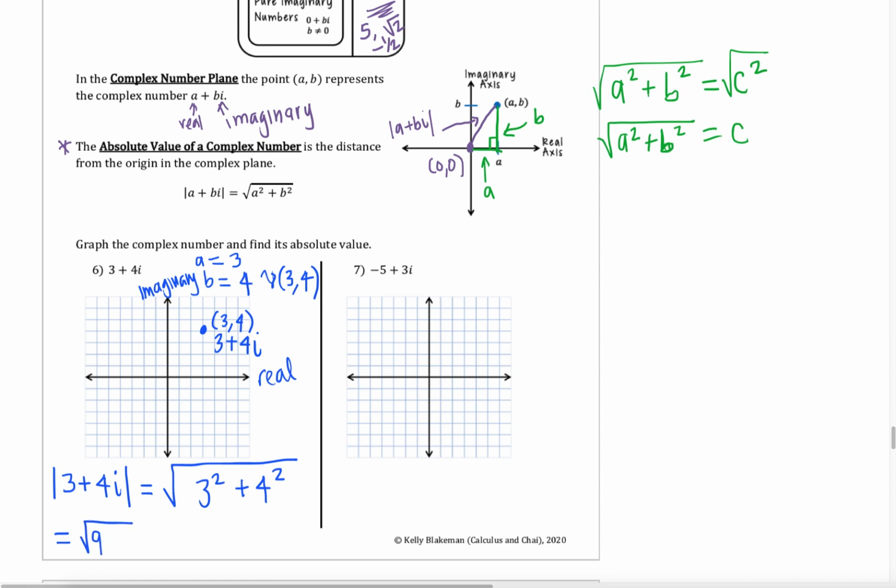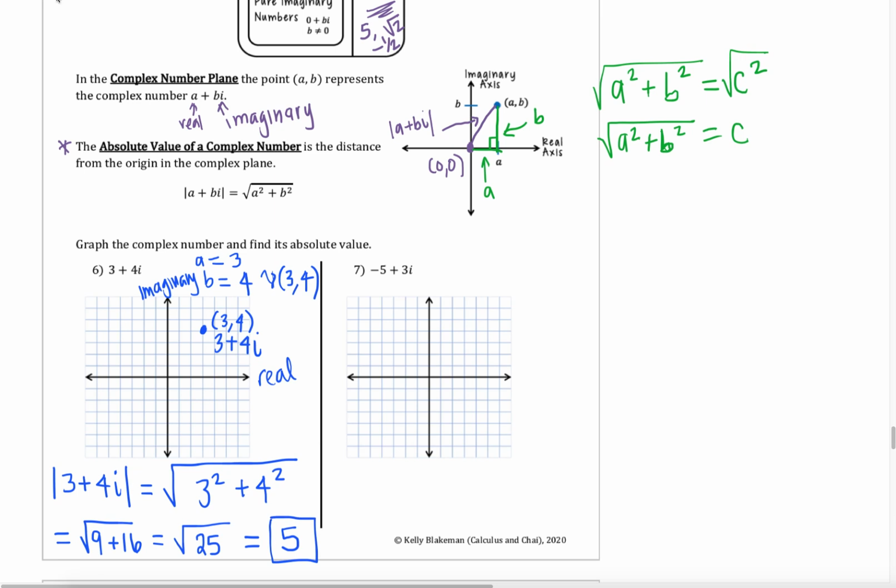3 squared is equal to 9, 4 squared is equal to 16. Adding those together, 9 plus 16 gives us 25, and the square root of 25 happens to be a perfect square, so our absolute value here of 3 plus 4i is equal to 5 then.